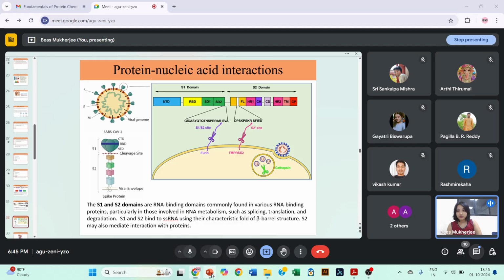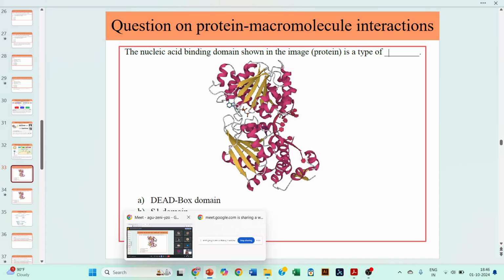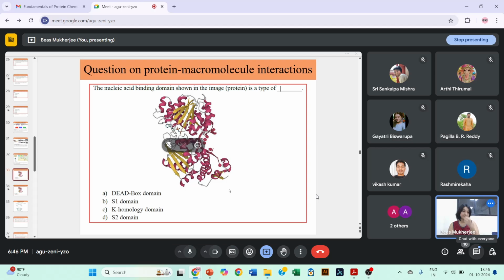Okay, we'll try to answer a question. This is the image. This is the structure of a particular nucleic acid binding domain. They are asking you what kind of domain it is. You can see that there are repeats. If you remember these different domains that we studied about, then you will be able to answer this question. There are two repeats.